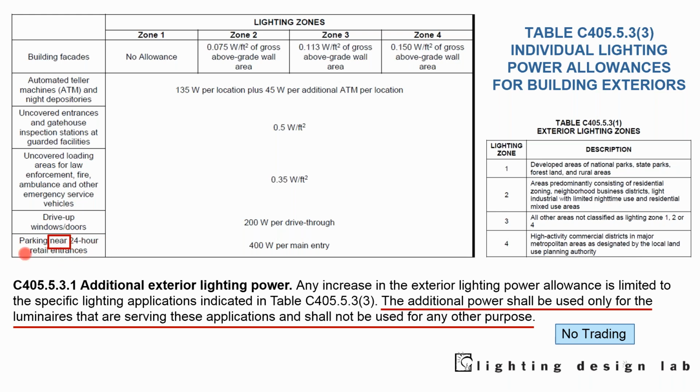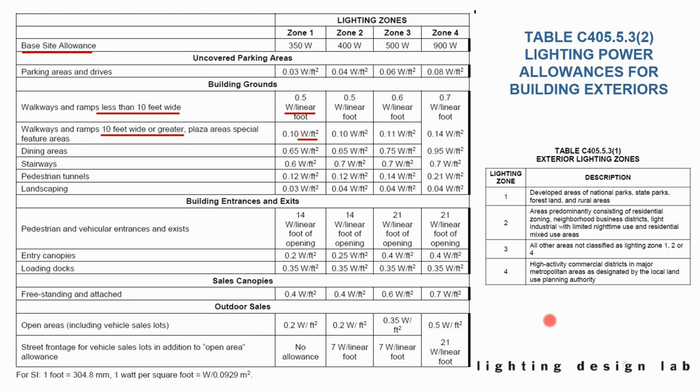Parking near 24-hour retail entrances, this seems a little vague, and it's not really called out what that means. If I have a 7-Eleven, are all of the parking lots near the entrance? Probably. If I have a Home Depot, are they all near the entrance? Probably not. But who's making that determination? Additional power shall be used only for the luminaires that are serving these applications and not be used for any other purpose. So you can't trade these around the way you can for some of these other spaces.